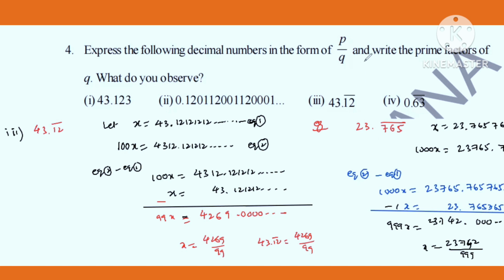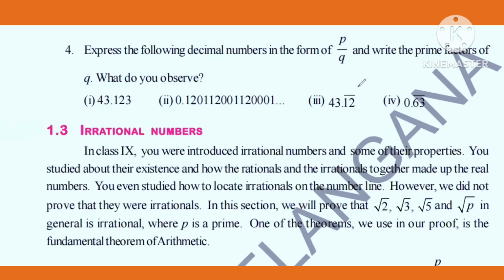Okay, so this is the process of writing in the form of P by Q. Here we have only given terminating decimals, and non-terminating, pure recurring decimals only. So we do one more model also. I'll explain one more model. The question is this one.